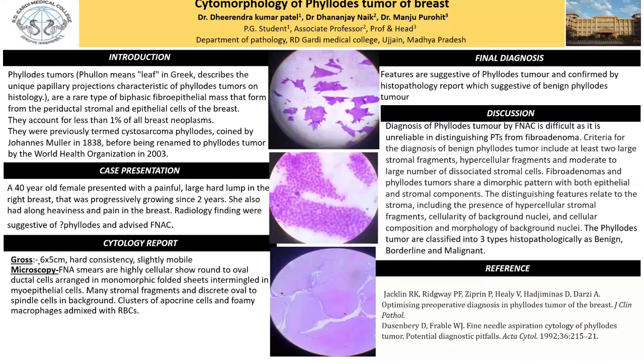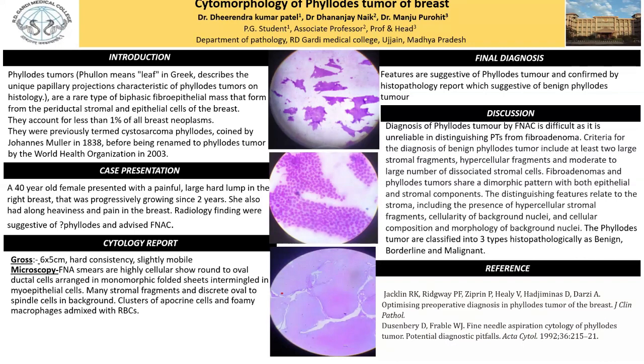Good afternoon. Myself, Dr. Dhiren. I am presenting on the cytomorphology of phyllodes tumor of breast. Introduction: phyllodes means leaf-like in Greek, describing the unique papillary projection characteristics of phyllodes tumors on histology. Phyllodes tumors are a rare type of biphasic fibroepithelial mass that form from the periductal stromal and epithelial cells of the breast. They account for less than 1% of all breast neoplasms.